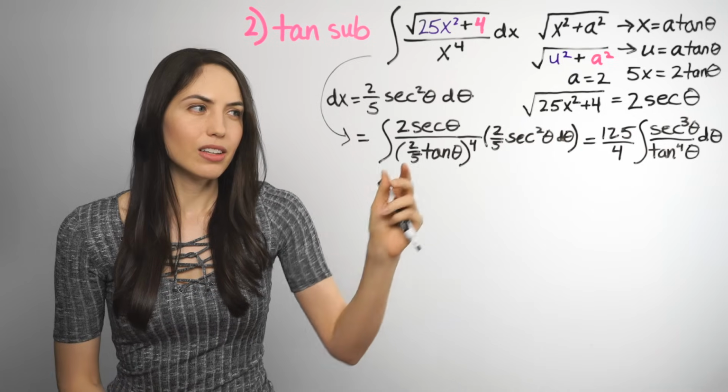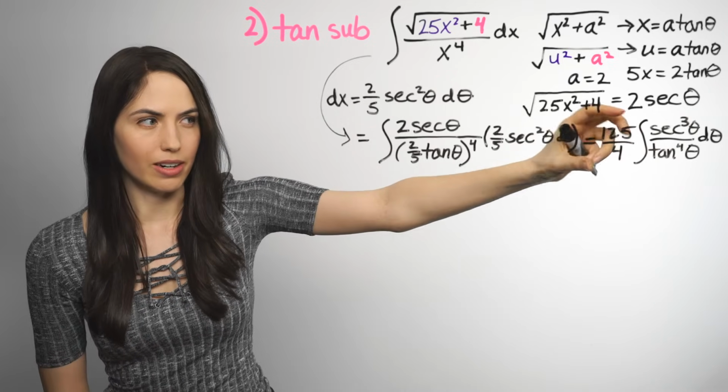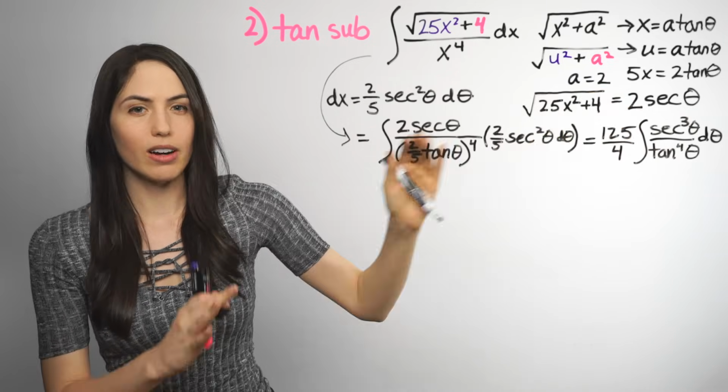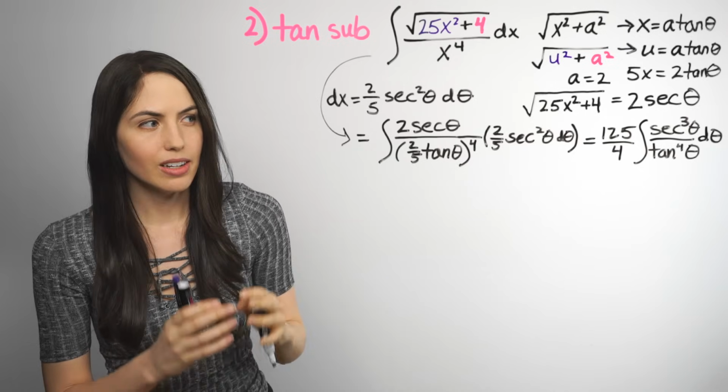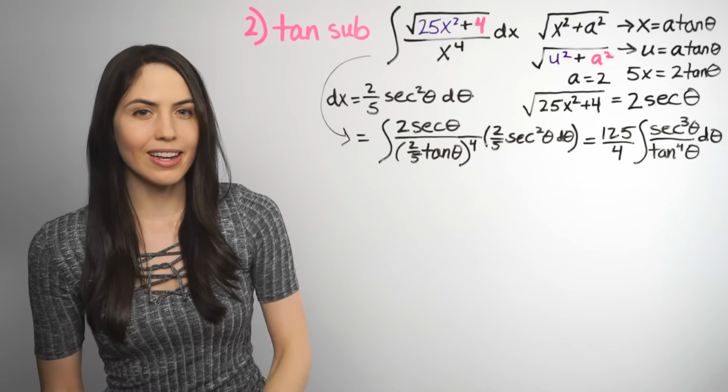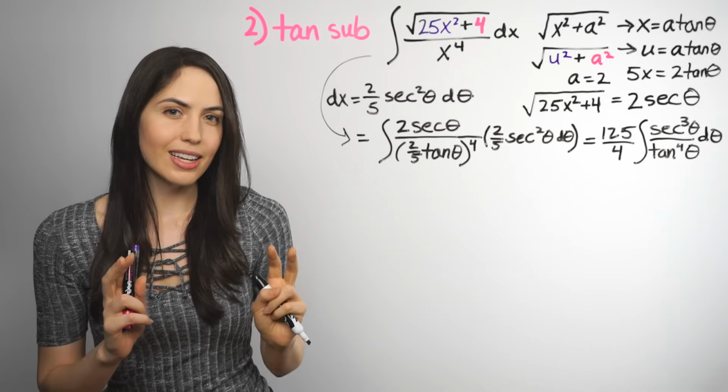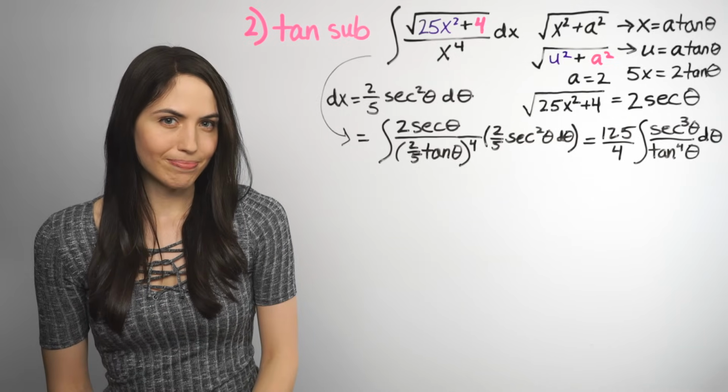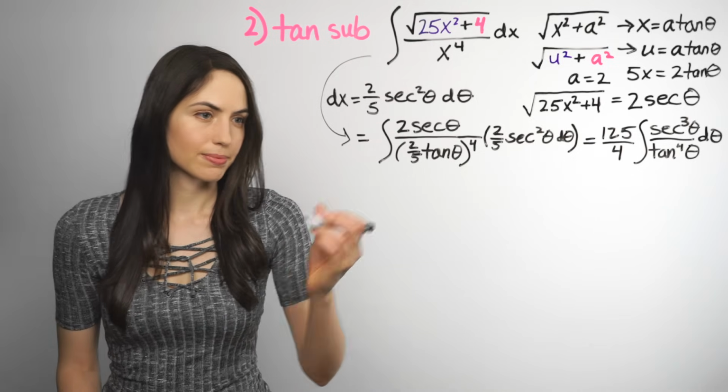Anytime you have secants and tangents with powers divided or multiplied, or sines and cosines with powers divided or multiplied, it's a really good idea to try something called trig integral rules. Okay, let me help you out.